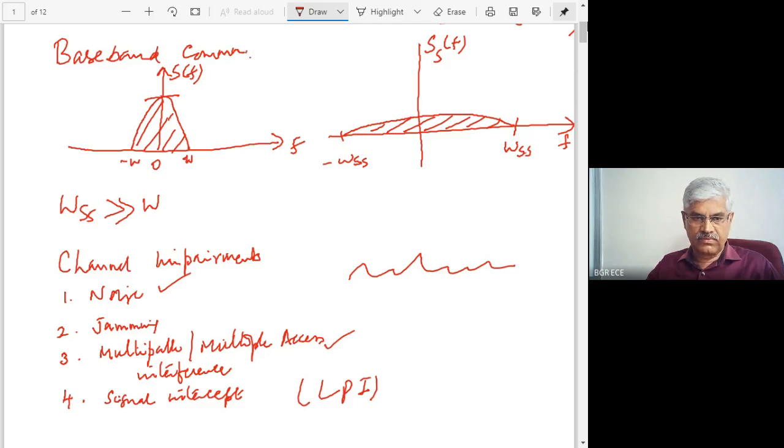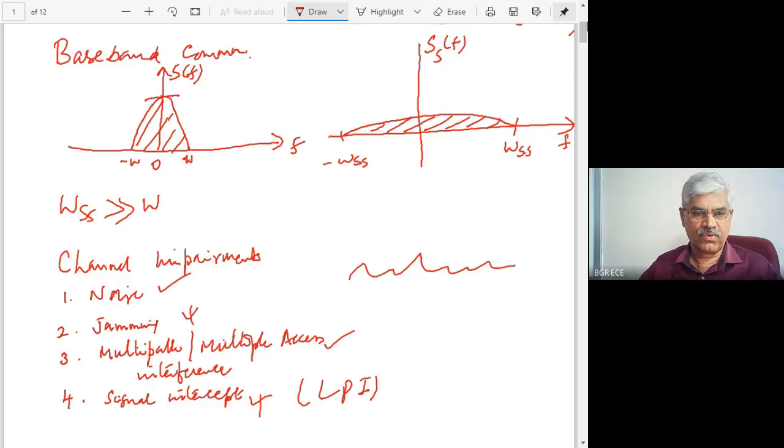Jamming is intentional; military types of communication experience this kind of jamming. And intercept is also in military. These two are in military communication. So how this spread spectrum technique helps in reducing the effect of this kind of impairments is the question.